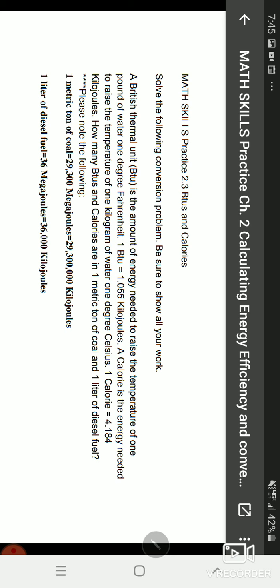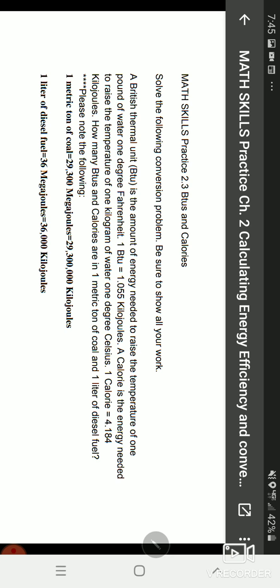You had to have a little bit of information. I told you that 1 metric ton of coal is 29,300 megajoules, which equals 29,300,000 kilojoules. So I gave you some information there. If you read it, it says a British thermal unit, BTU, is the amount of energy needed to raise the temperature of 1 pound of water 1 degree Fahrenheit. This is the imperial unit. We still use it today.